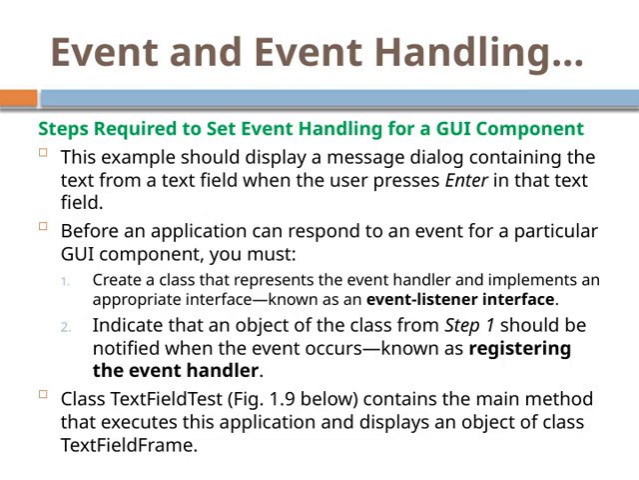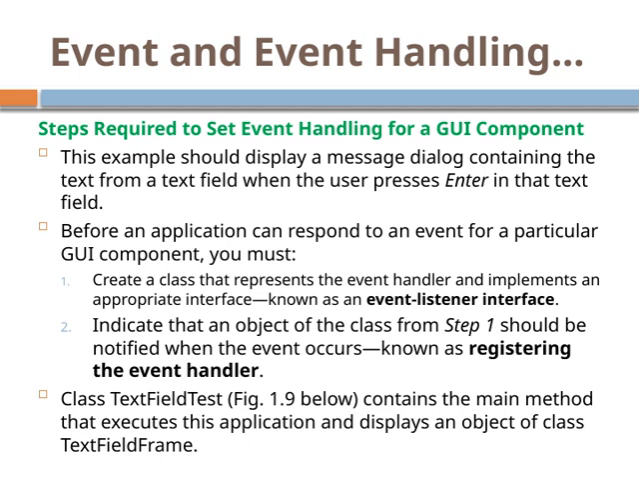Now, let's talk about the steps required to set event handling for a GUI component. In this example, we want to show a message dialog containing the text from a text field when the user presses enter. The first thing to understand is that before an application can respond to an event, we need to create a class that represents the event handler. This class must implement an appropriate interface, which is called an event listener interface.